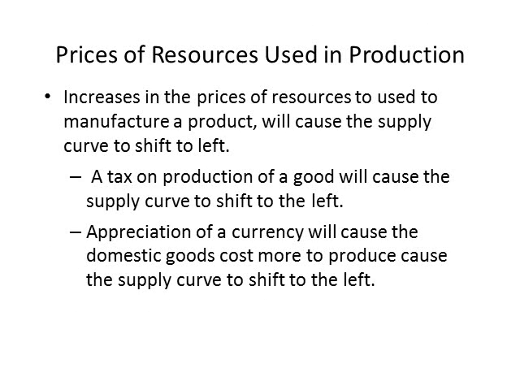Increases in the prices of resources used to manufacture a product will cause the supply curve for that good to shift to the left. A tax on the production of goods will cause the supply curve to shift to the left as well. Thus, an increase in taxes on producers' goods is really an increase in costs. Appreciation of a currency will cause domestic goods to cost more to produce relative to their foreign counterparts.